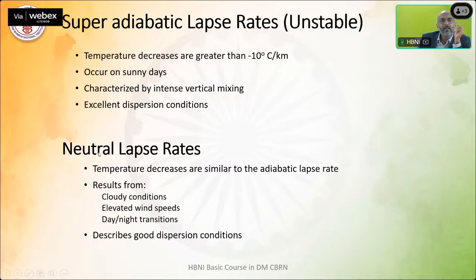At the neutral lapse rate, the temperature decrease is similar to the adiabatic lapse rate, which we saw earlier. This results from cloudy conditions, elevated wind speed, and day-night transition periods. These are the times when the neutral lapse rate generally prevails, and this describes a good dispersion condition. So the unstable and neutral lapse rates are favorable stability categories that are good for dispersion.